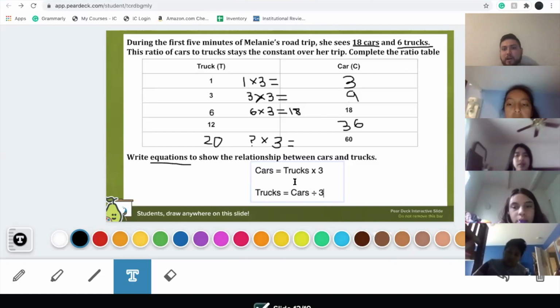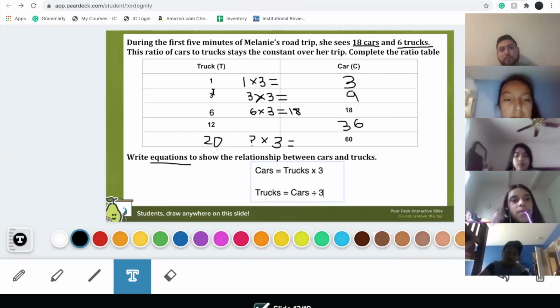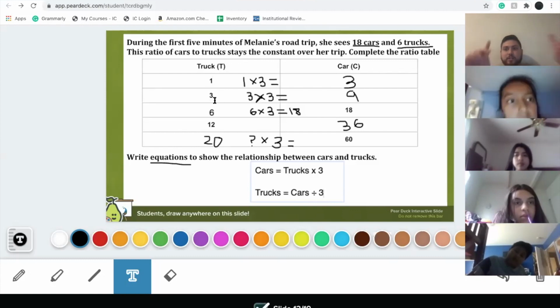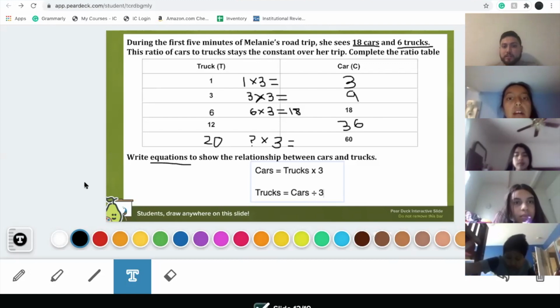So to find out the cars, we took the trucks times 3, right? 1 truck times 3 equals 3 cars. 3 trucks times 3 equals 9 cars. 6 trucks times 3 equals 18 cars, so on and so forth. And if you go backwards, 3 cars divided by 3 equals the trucks. And the trucks here equals 9 divided by 3, which gives you 3. That gives you the other trucks. So it's backwards, right? When you go from right to left, it's division. Left to right, it's multiplication. You're going to need this for the next part.